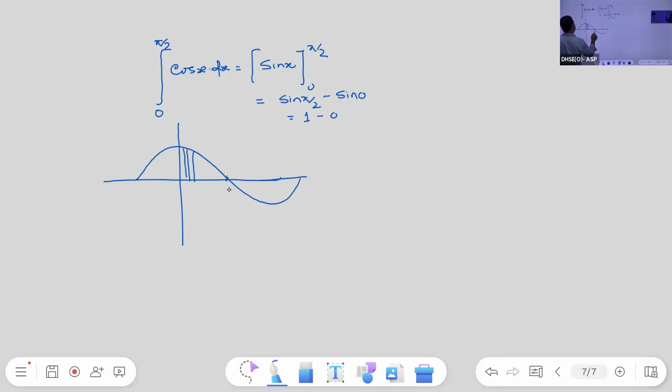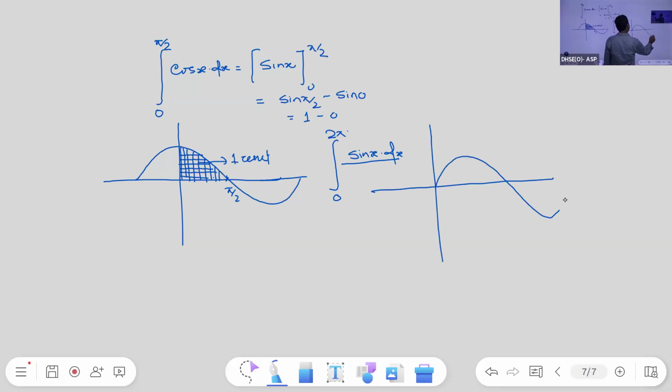Integral 0 to pi over 2 cos x dx, this is 1 unit. Now integral 0 to 2 pi sin x dx. Without evaluating using integration, using the graph we can evaluate this integral.